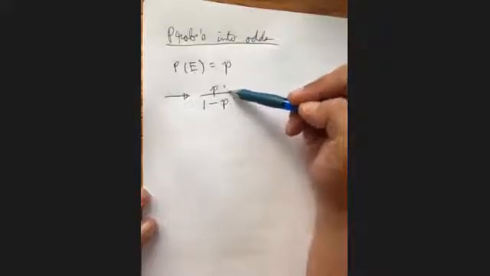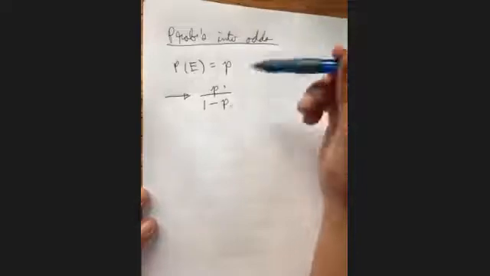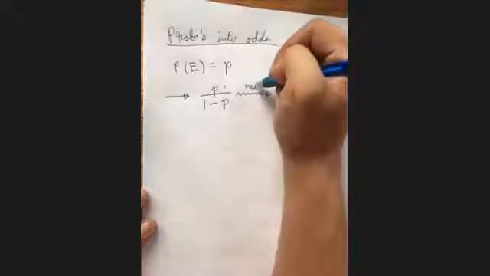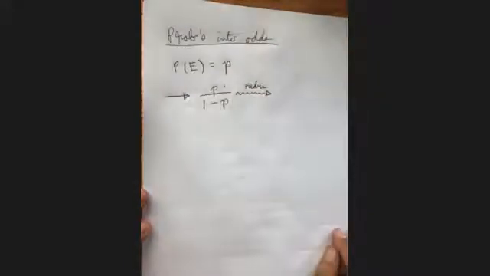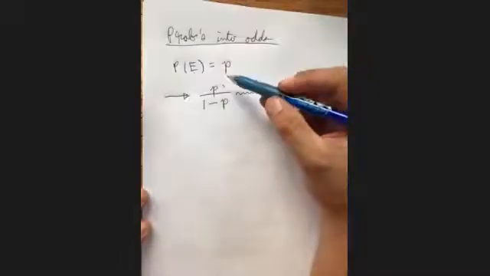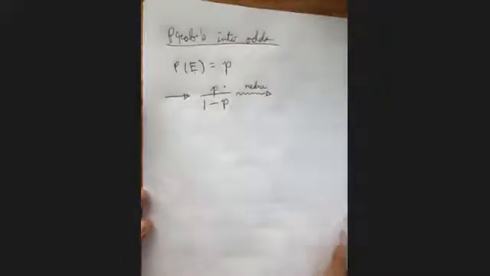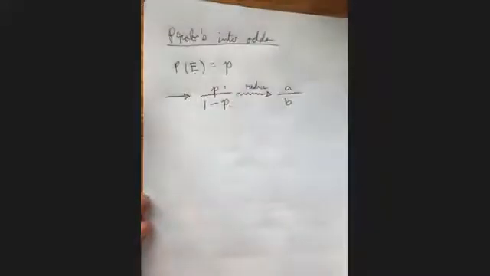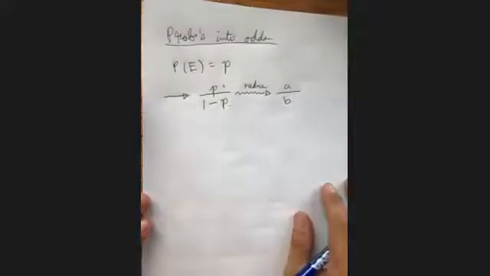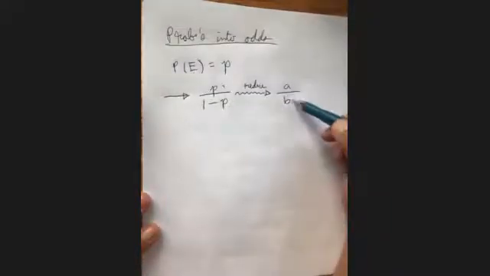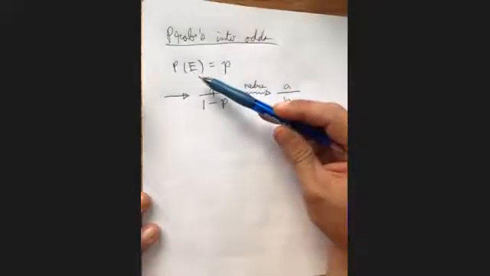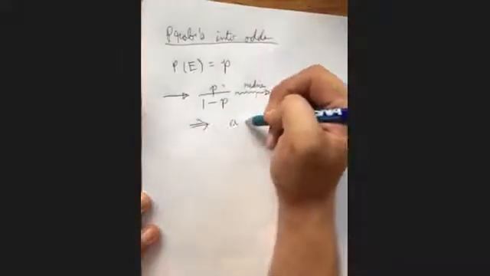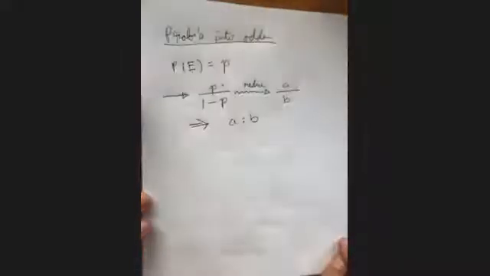So if we form this particular fraction and then reduce it in terms of fractions, you know what reduction means in this context. If we reduce that fraction, then it will reduce to some other fraction, A over B. And these two numbers, A over B, tell you what the odds of event E occurring are. So that finally implies that the odds are A to B.